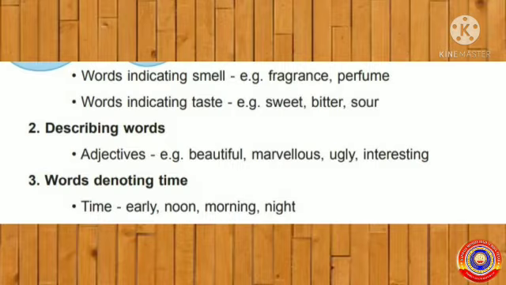2. Describing words. Describing words are adjectives. You know that. Example, beautiful, marvelous, ugly, and interesting. Then, third one, words denoting time. That is early, noon, morning, night, etc. Students, now it will be easy for you to write a description. So all of you write it yourself.